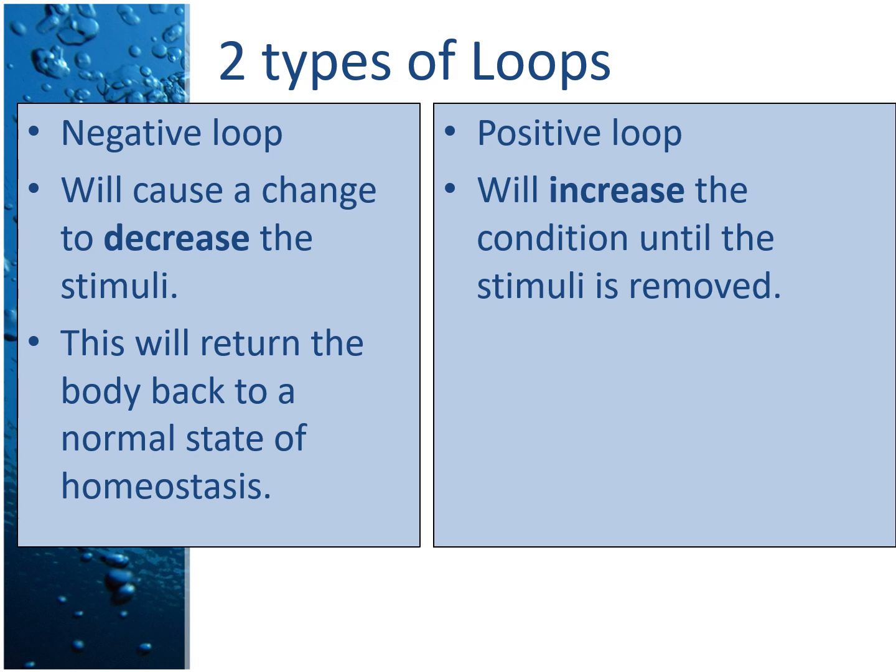Positive feedback loops, there's really only two for the human body. And that's going to be labor pains to cause a baby to be born, and also blood clotting. And what's happening with a positive feedback loop is that this is going to cause an increase in the condition until the stimuli is removed.